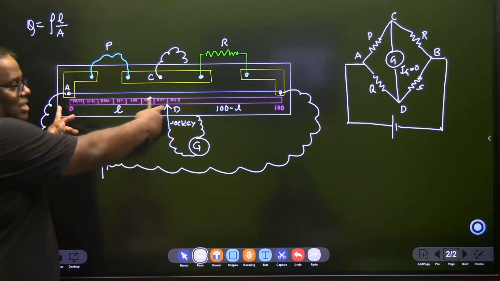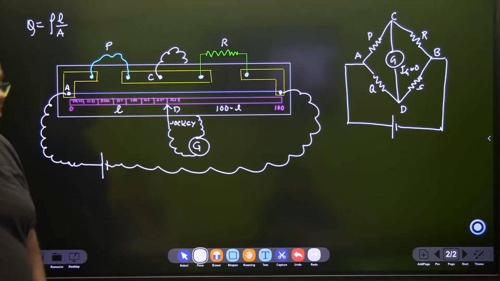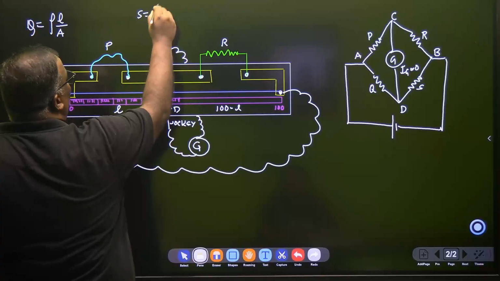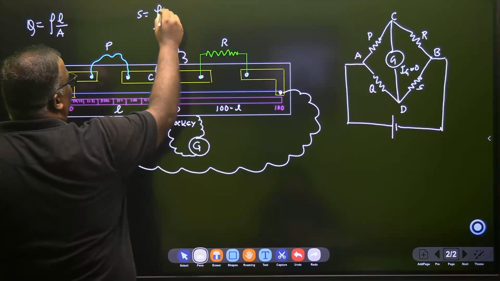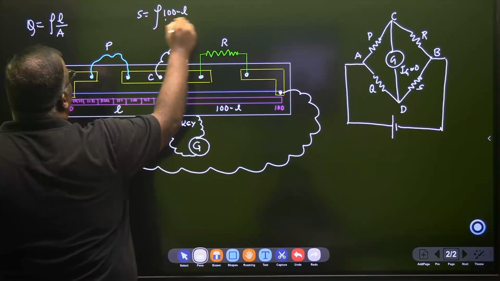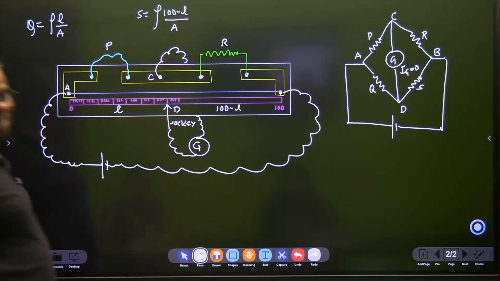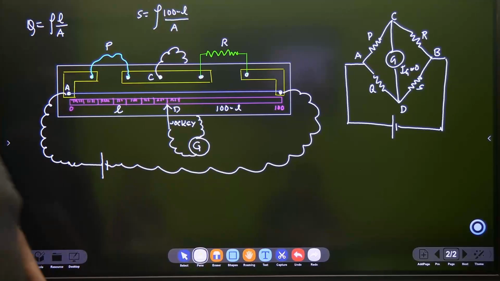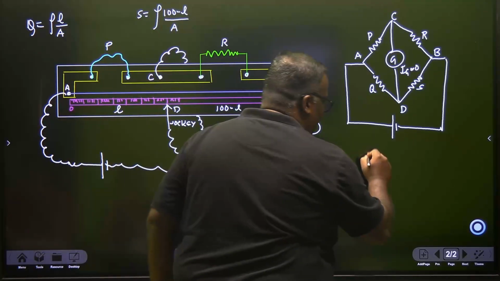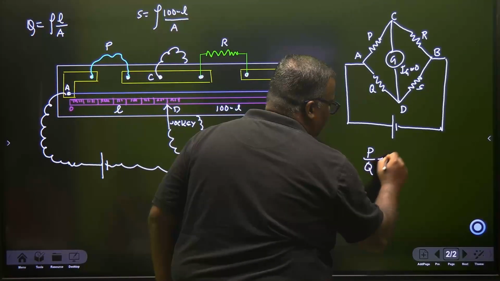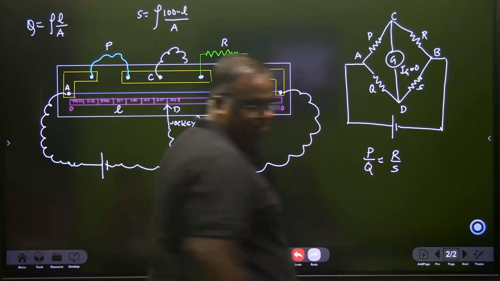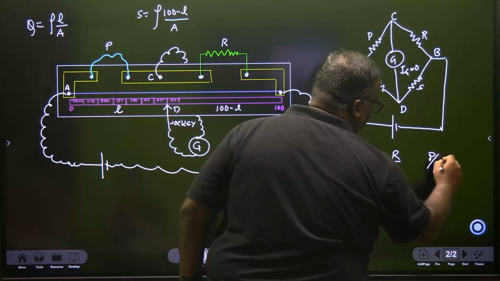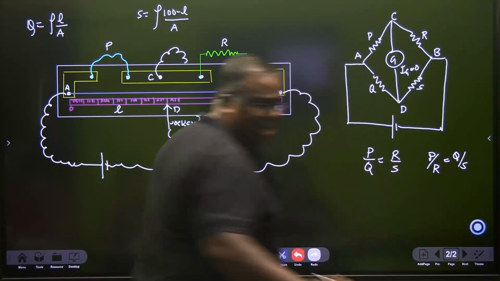This much is also a resistance, na? And this much will be a resistance which will be S, equal to, again, same material wire, 100 minus L upon A, because the wire has not changed. Right? What is the condition you obtained? P by Q is equal to R by S. Let's shift this ratio. P by R is equal to Q by S. I can write that also.